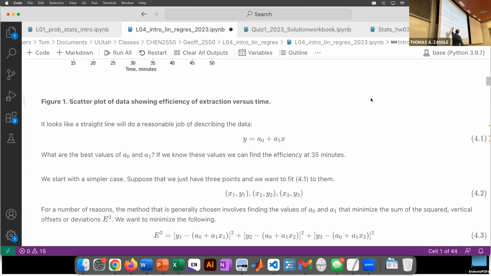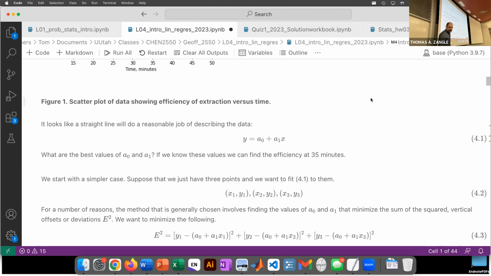And then our original question here is what is the expected efficiency at 35 minutes? And so if we know what our values are of a0 and a1, then we can plug in and come up with an estimate for the value at 35 minutes. And again, an estimate for the efficiency at 35 minutes that incorporates everything that we know from all of these experiments that we ran at multiple different extraction times.